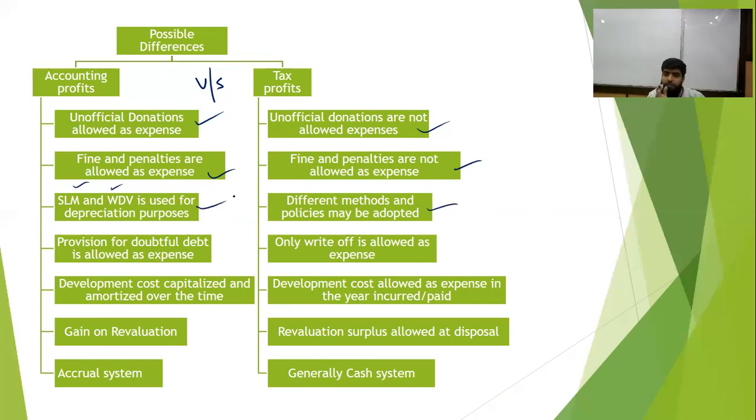So while calculating accounting profit, we are using a systematic allocation method, which might be straight line or WDV. But the tax laws never use these kinds of methods. They will allow your deduction on whatever basis their laws suggest.